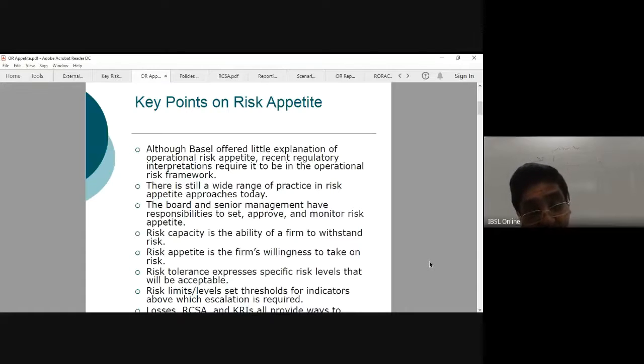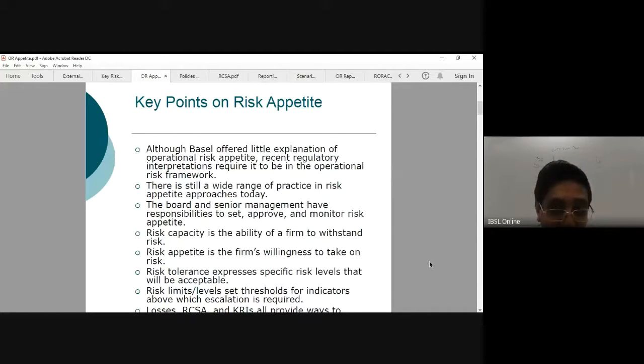And there's another thing called tolerance. Now, sometimes you like to take some risk, that is the appetite. But tolerance means if the risk is a little higher than that, you can tolerate. But there should be a level for that. It is a little lower than the capacity. Now, if you don't tolerate, it comes to your capacity.